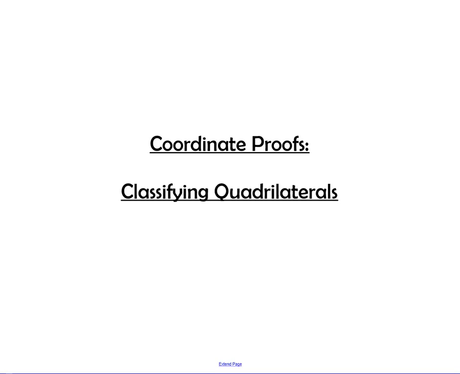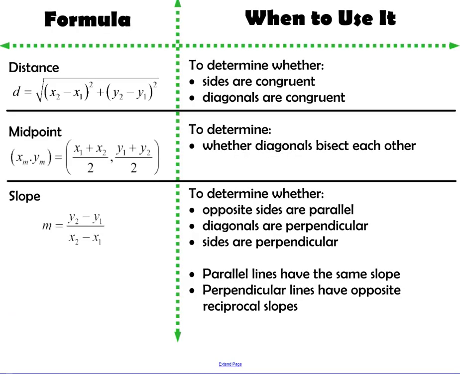Coordinate proofs classifying quadrilaterals. First, let's take a look at the formulas we're going to use and when we're going to use them. The distance formula we'll use to determine whether sides are congruent or diagonals are congruent. The midpoint formula we can use to determine whether diagonals bisect each other. And the slope formula we can use to determine whether opposite sides are parallel, diagonals are perpendicular, or sides are perpendicular. Remember, parallel lines have the same slope and perpendicular lines have opposite reciprocal slopes.